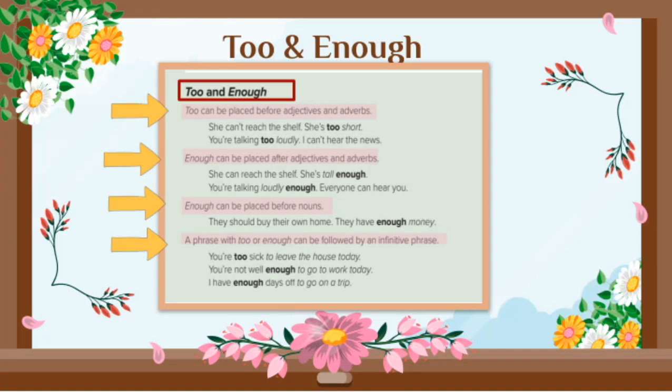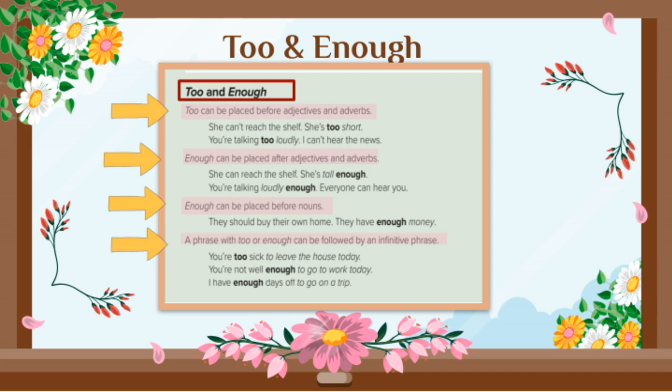Let's talk about too and enough today. These words are really useful when we want to express excess or sufficiency. When we use too, it generally means there's more of something than we need or want. For example, it's too hot outside means it's hotter than comfortable. On the other hand, enough indicates sufficiency, meaning we have as much as we need. Like saying, I have enough time to finish my work, which shows that we have just the right amount.